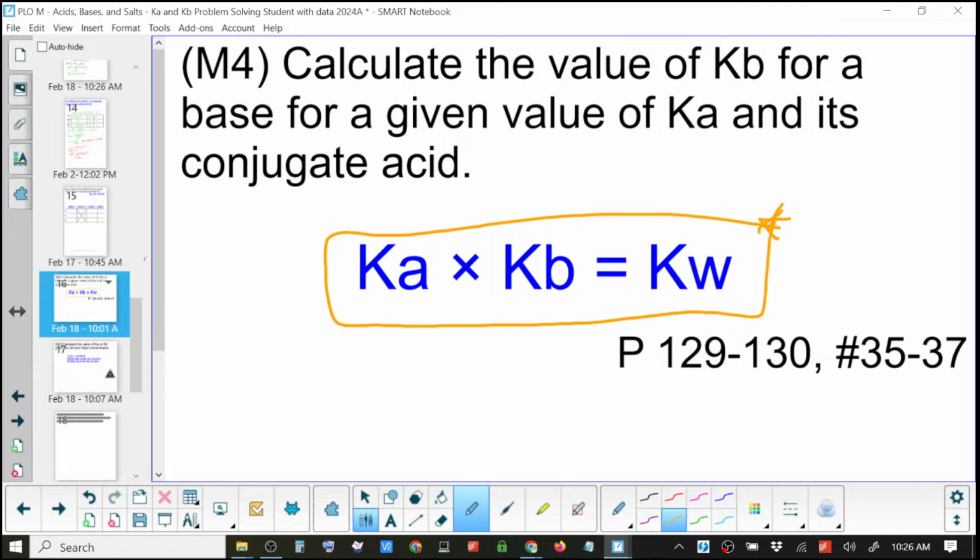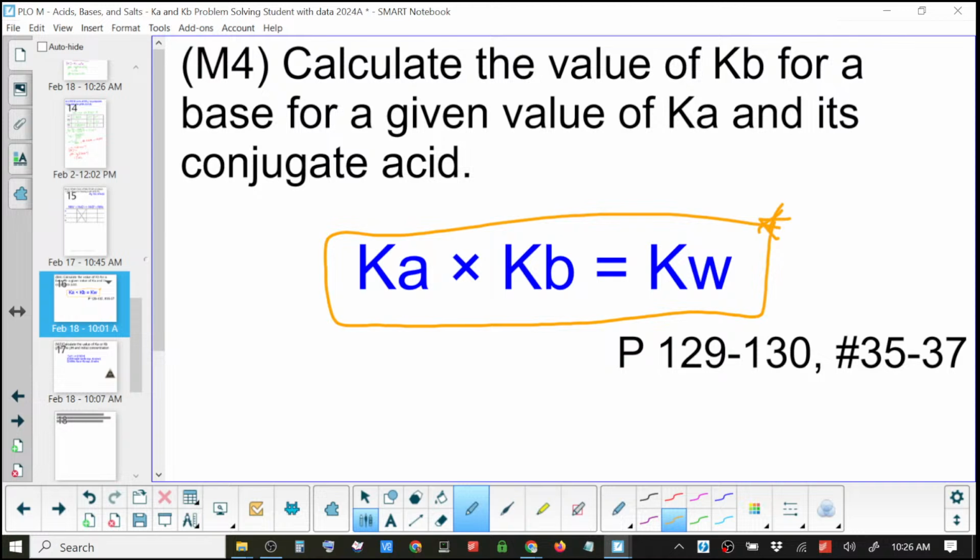If you're looking it up on KBAT in terms of old exams, it is technically M4, but it's used, as you may have noticed, in multiple areas. So, you need to know how to prove it. You need to know how to be able to calculate KB, given KW and KA. Well, that's just KW over KA. Yeah, that's that formula.